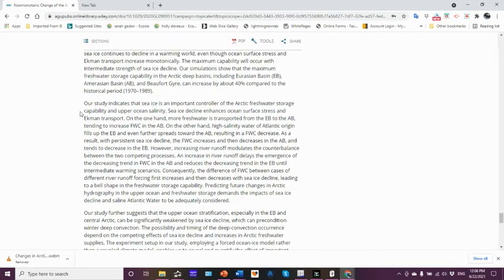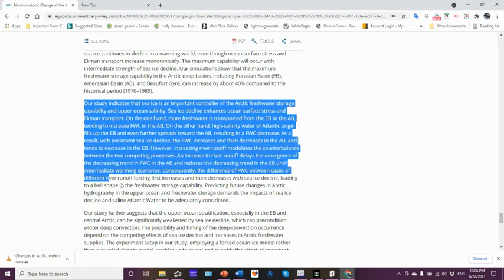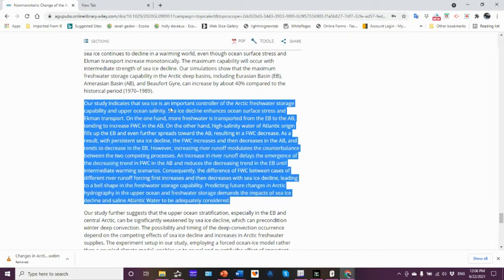So, in their conclusion, our study indicates sea ice is an important control of the Arctic freshwater storage capability and upper ocean salinity. Sea ice decline enhances the ocean surface stress and Ekman transport. On the one hand, more freshwater is moved from the EB to the AB, tending to increase freshwater content in the AB. On the other hand, high salinity water of the Atlantic origin fills up the EB and even further spreads towards the AB, resulting in a freshwater decrease.